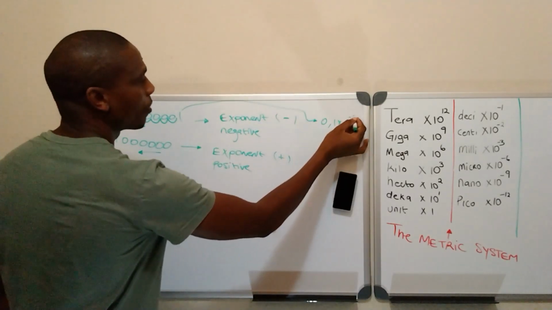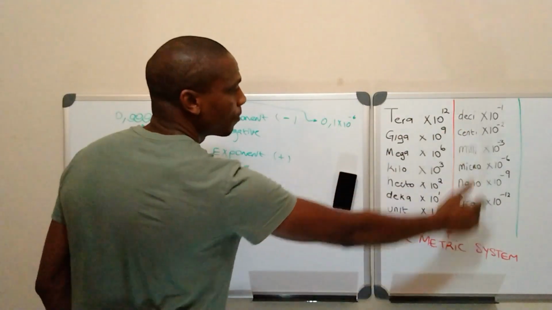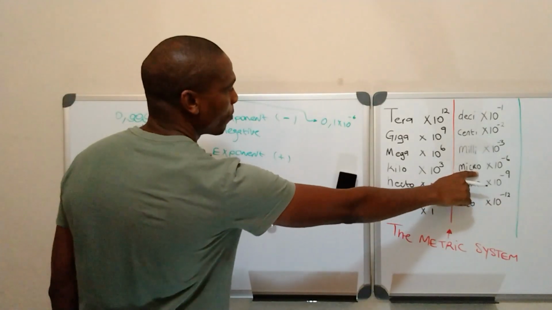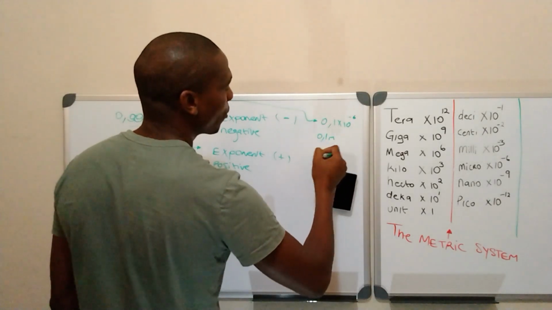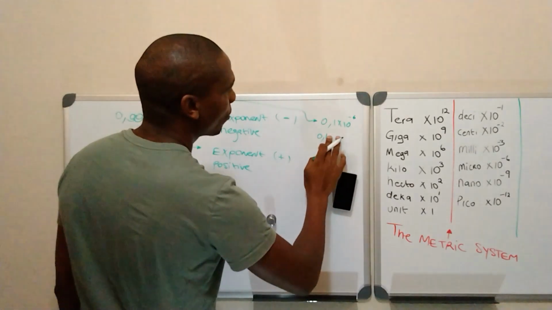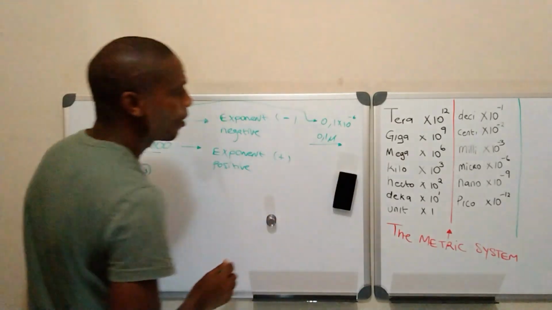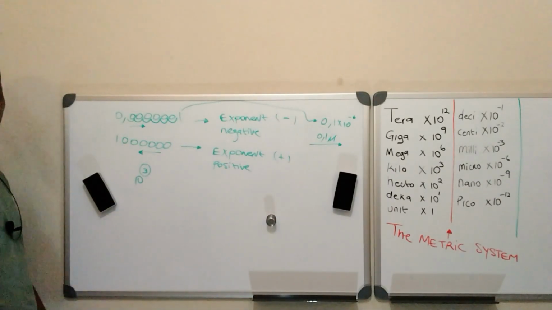Negative 6. Where is negative 6 here? Micro. We pronounce it as micro. So we can also write it as 0.1 micro. Micro is not written like this, it's written like this. I'm going to put symbols there as we go along. I don't want to overload your brain.